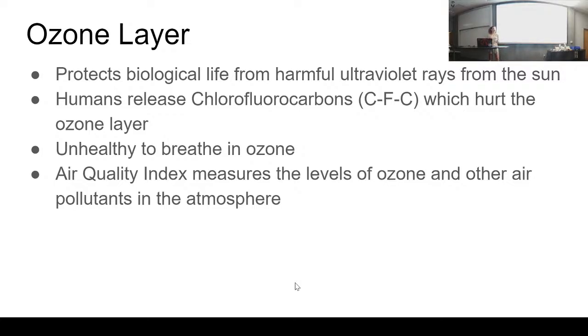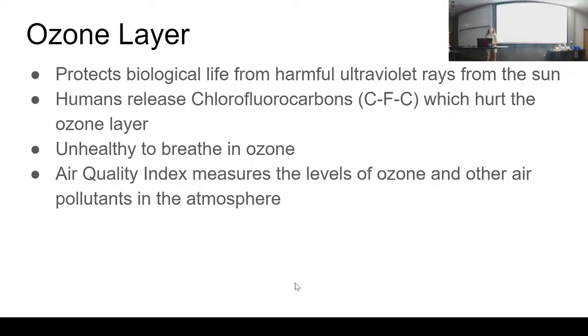So those are all of our different layers, but let's talk specifically about the ozone layer because it is so important to us and just the way that we live. We talked about how it absorbs all those ultraviolet rays from the sun, and if it didn't do that, we could get skin cancer, we would lose our crops and our food. So we consider the ozone layer in the stratosphere very beneficial to humans, very important.